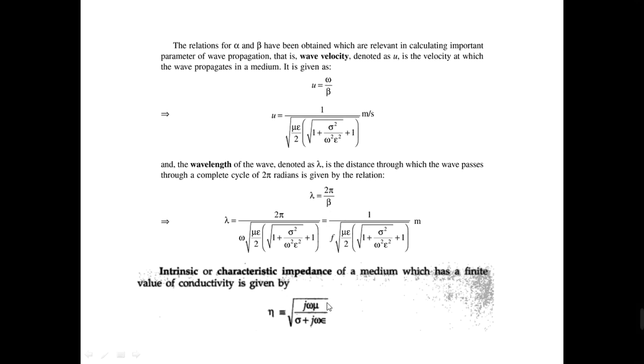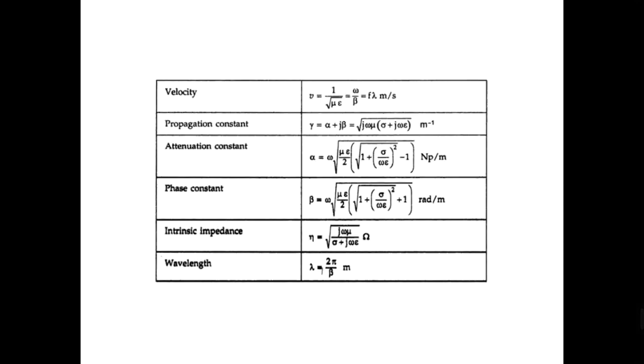And the impedance of a medium which has a finite value of conductivity is given as root of j omega mu by sigma plus j omega epsilon. In a later section we are going to derive this expression, but now it's not necessary.